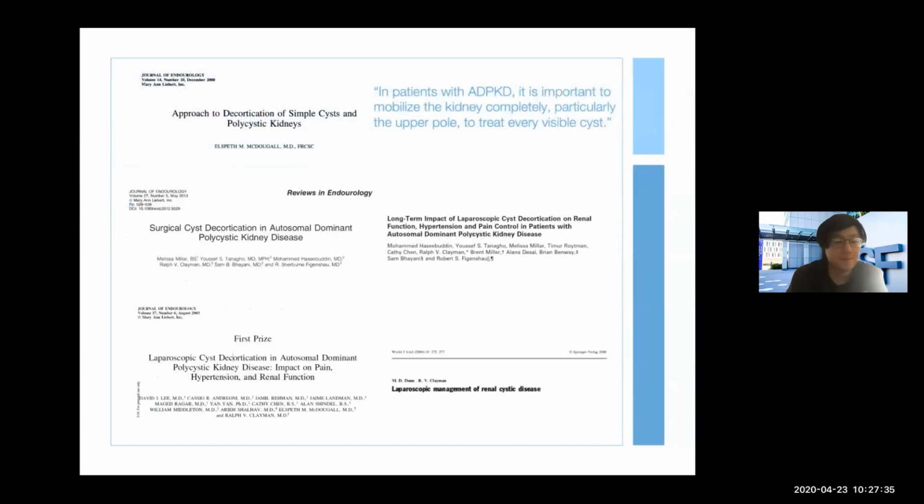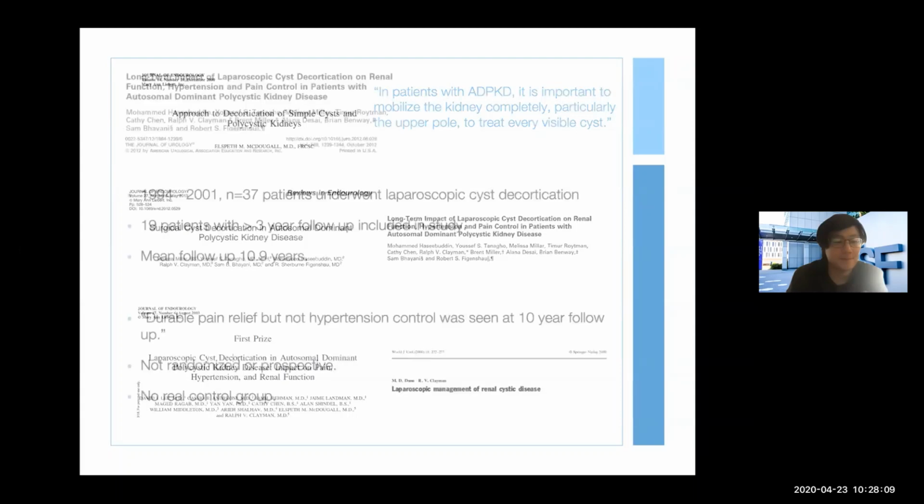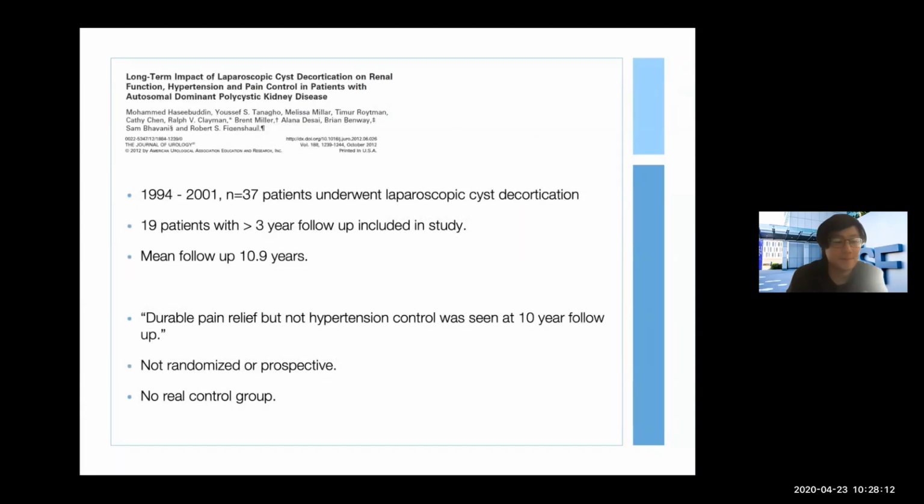Just looking back at some of these early studies, if you look at the first one by Elspeth McDougall in 2000, the statement that in patients with polycystic kidney disease, it's important to mobilize the kidney completely, particularly the upper pole, to treat every visible cyst. I mean, this has been the philosophy. I would say I don't entirely agree with that, but it is certainly reasonable. If you look through the rest of these titles, you'll see that most of these papers were published by the same group, through Ralph Kleeman's group at the time. They generally are smaller retrospective case studies.